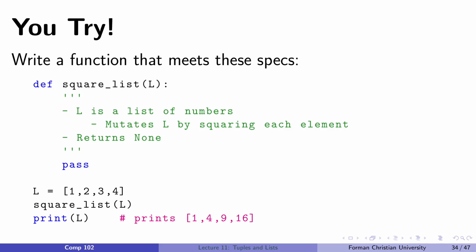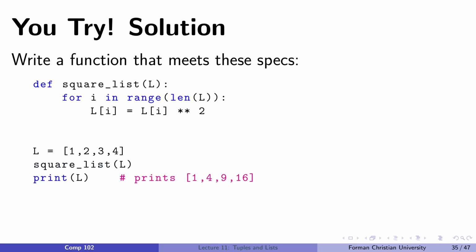So pause this video and give it a try, and come back after a couple of seconds. The hint is that you have to iterate over the list of items and make sure that you actually mutate or modify this list, which is being passed as a parameter, not create a new list.